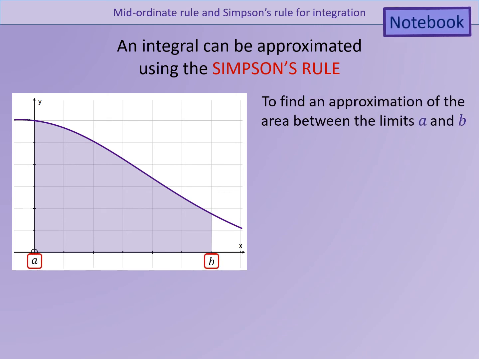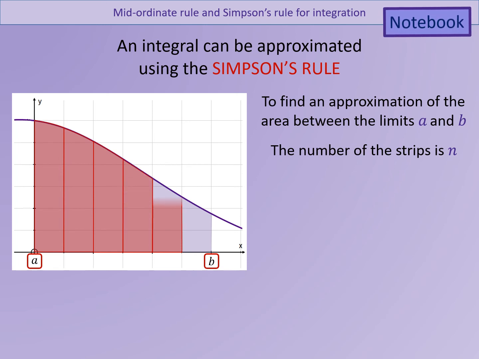Okay, so grab your notebook and write down your last numerical integration technique, making sure you've got Simpson's rule next to it. If I want an approximation for the area between these two limits, a and b, so an approximation for the integral, I need to work out the number of strips. With each of these strips the approximation is very good, because it's a curve rather than straight lines. But one thing that's important to realise with Simpson's rule is that n has to be even. You have to have an even number of strips for it to work.